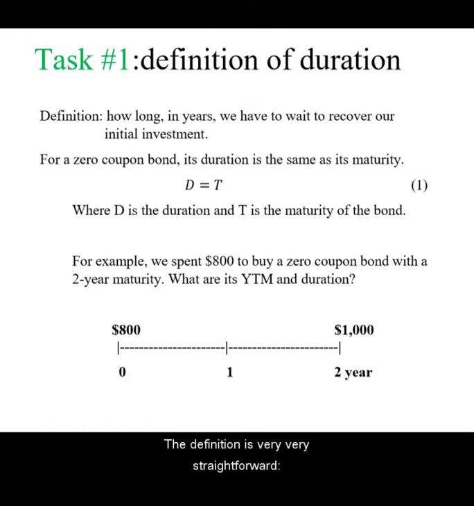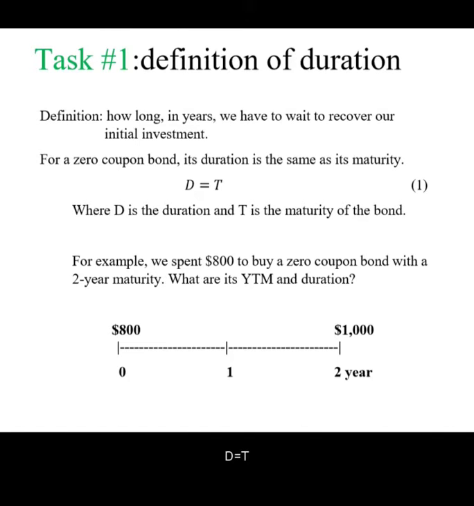So definition is very straightforward. How long in years we have to wait to recover our initial investment? For example, if we wait for 5 years, then duration is 5. If we wait for 10 years, then duration is 10. For a zero coupon bond, its duration is the same as its maturity.